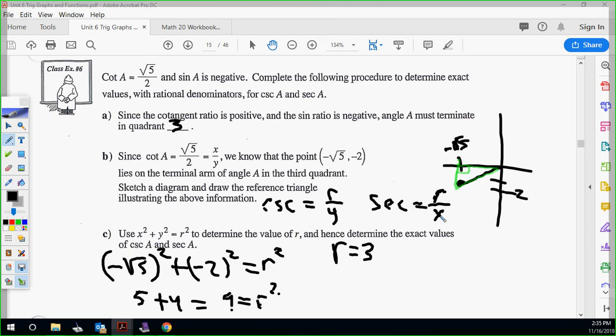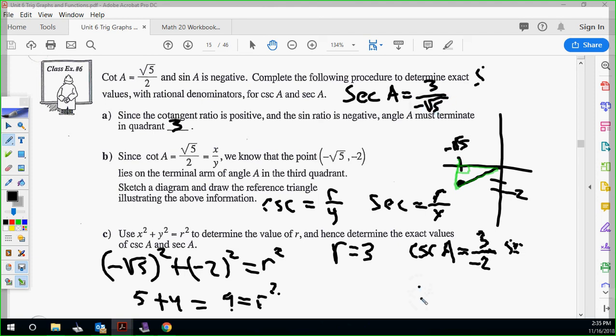So would they want cosecant theta or cosecant of A? Cosecant of A is going to be 3 over Y, negative 2. And then secant of A is 3 over negative root 5. This whole left side of the board's bad. Just got to recalibrate this bottom part, apparently. But get the idea. Just leave it like that.